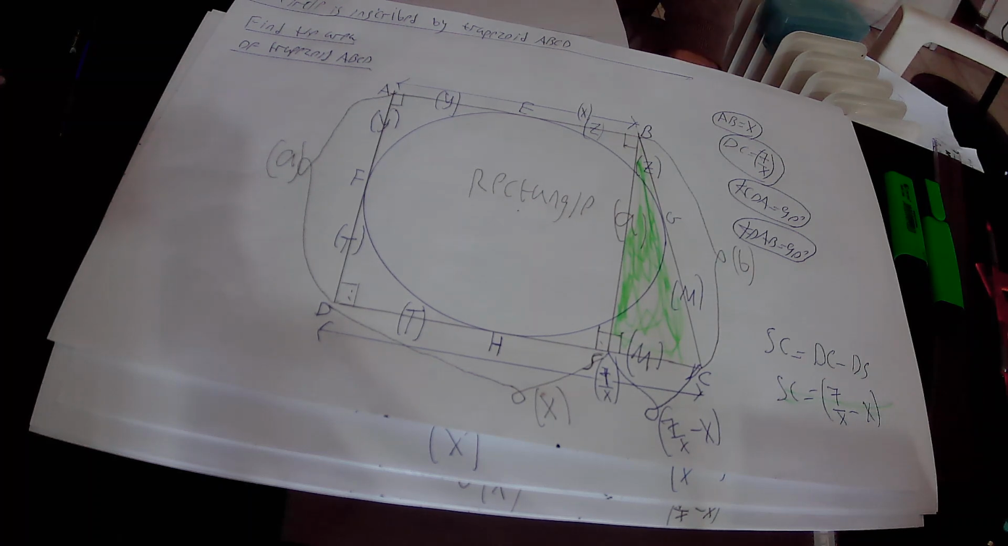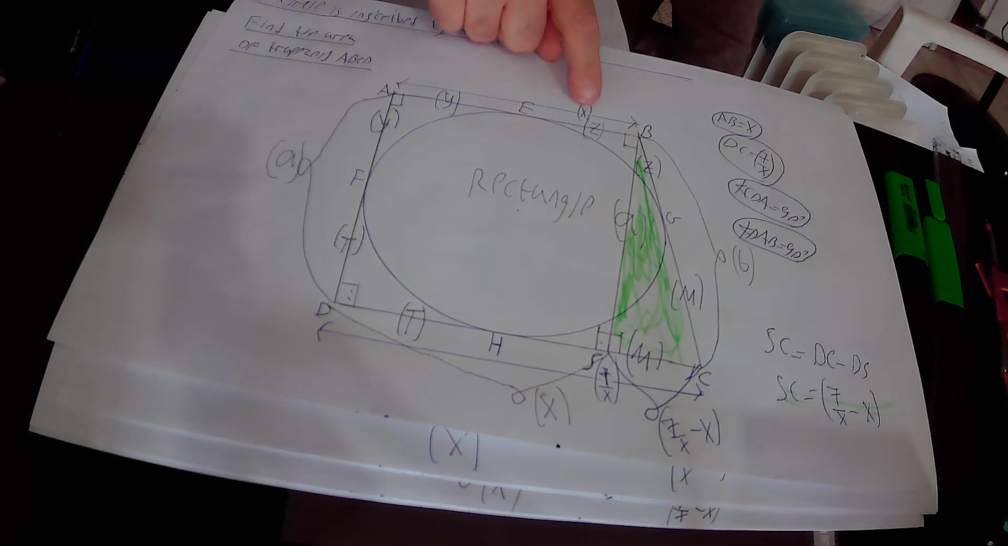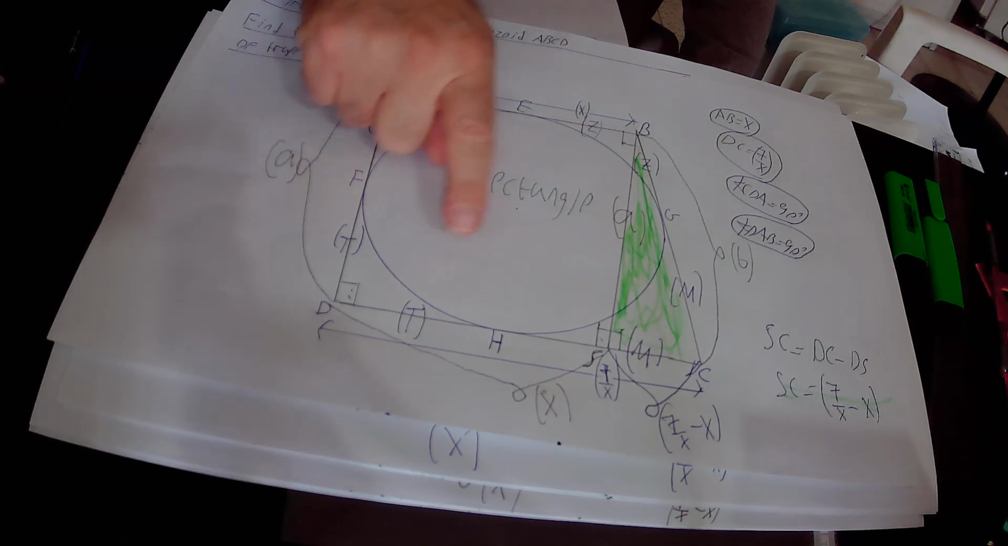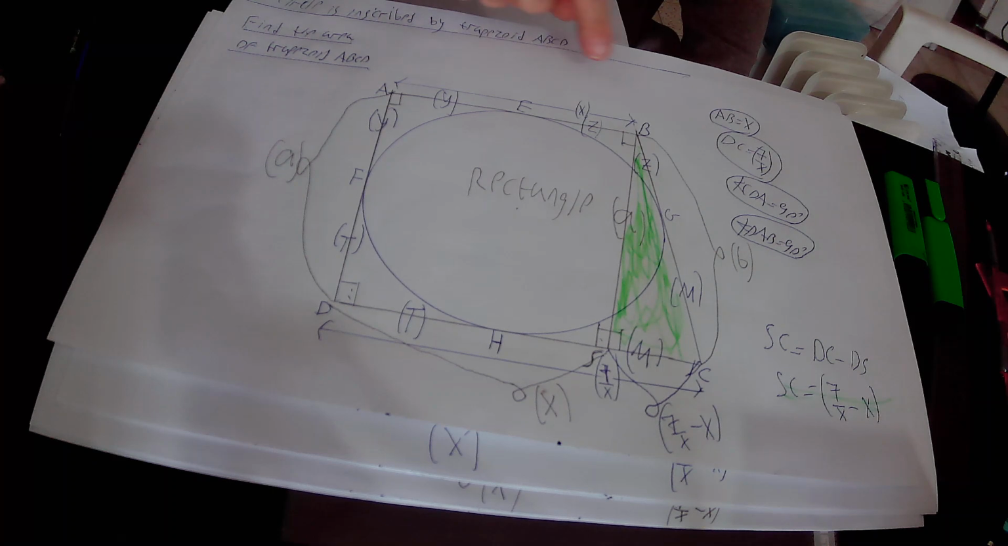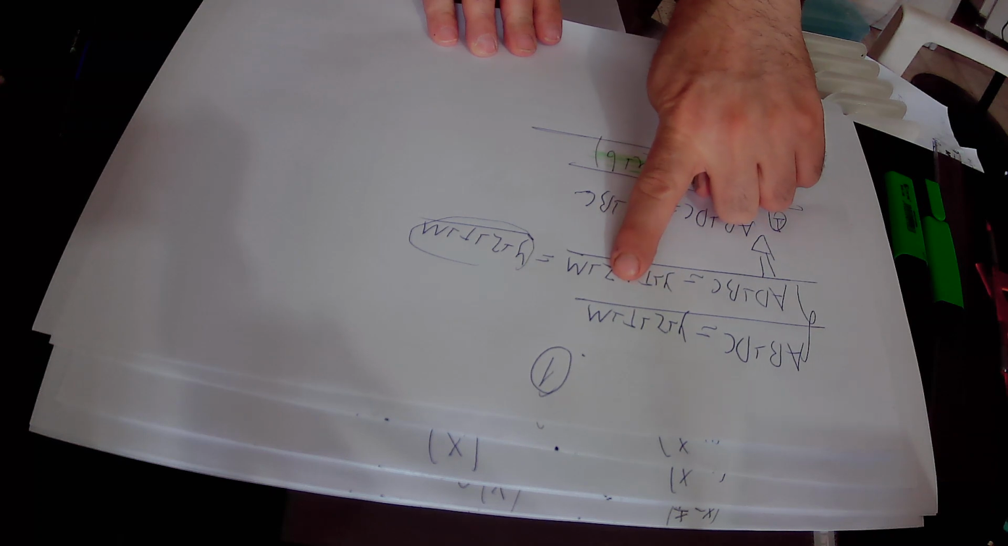In the next step, we add side AB to the opposite side DC. Again, AB plus DC. AB equals Y plus Z. DC equals T plus M. So in total, AB plus DC equals Y plus Z plus T plus M.